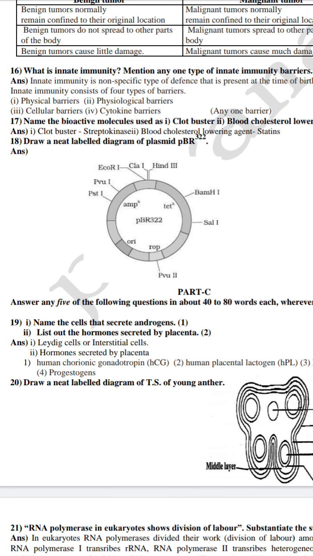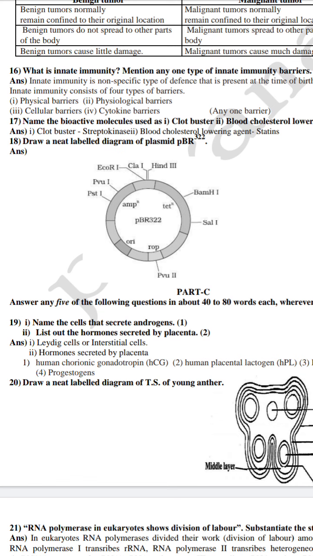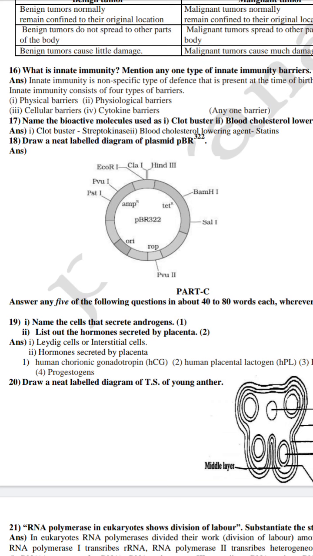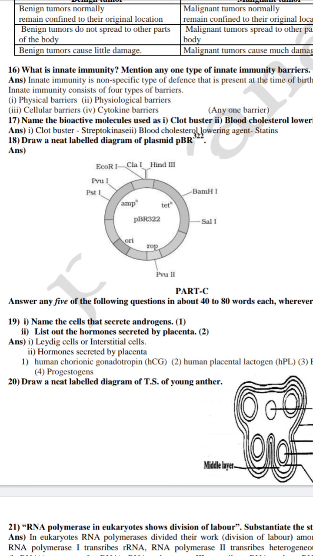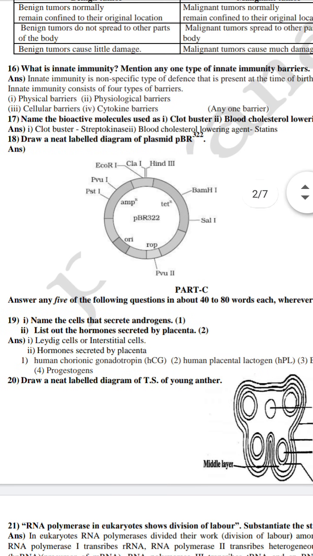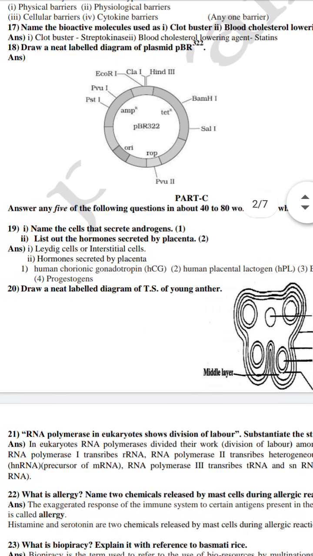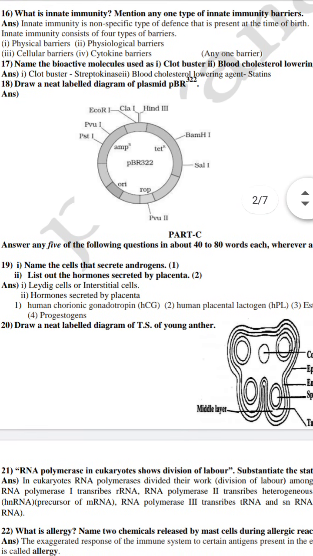Next, 18th question. Draw a neat labeled diagram of plasmid pBR322. So diagram exclusively given for 2 marks. Actually this question pBR322 can be asked for 3 marks, and sometimes this can be also asked as 5 marks. For 5 marks category diagram and explanation is required, but here they asked for 2 marks, right? So only diagram and labeling is enough. Diagram carries 1 mark and labeling carries 1 mark. So this is the last question of part B.